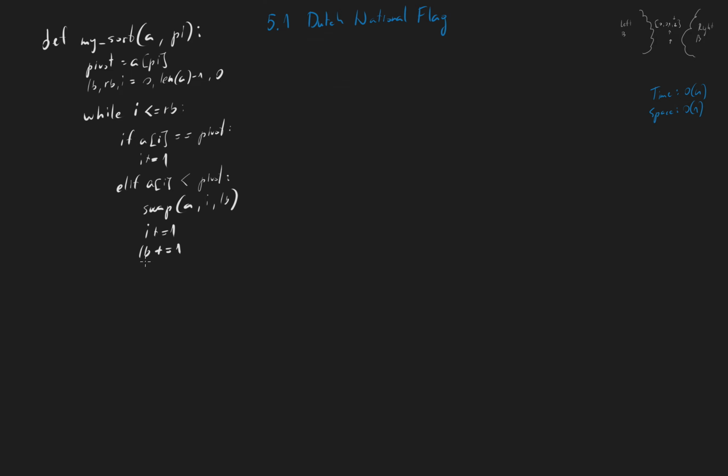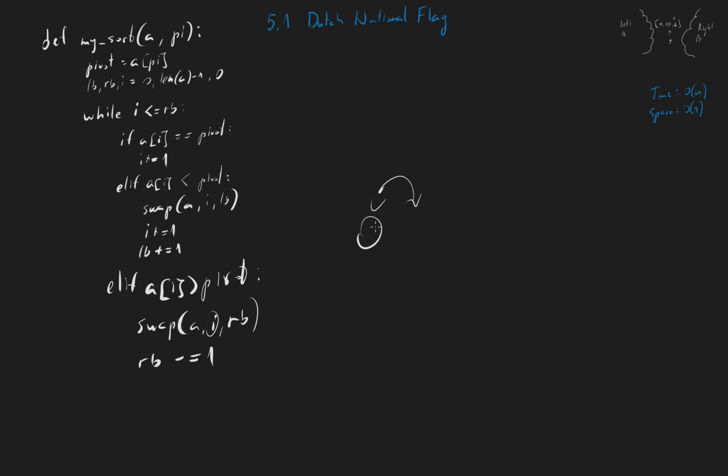Okay, and the last one, if A of I is greater than pivot, what we need to do is swap with the right boundary and move the pointer to the left. Okay. We don't move I, because when we do the swapping from the right boundary, we still need to process the number that we swapped from the right boundary, right? Okay, and we're done. So let's just implement this in code and run the tests.